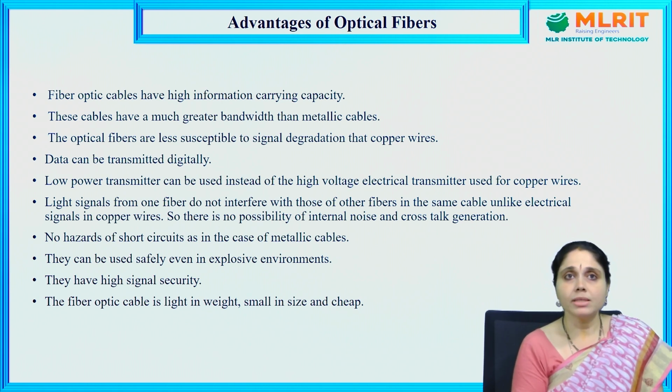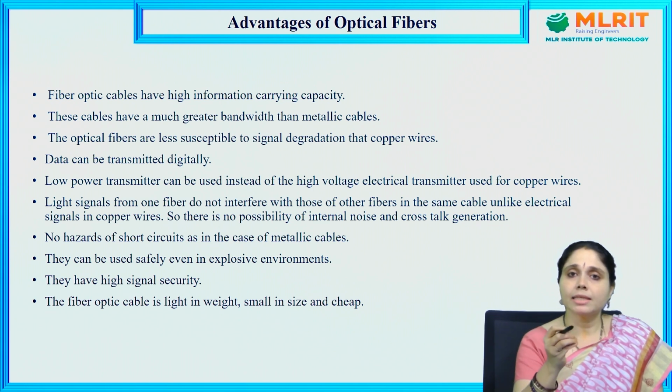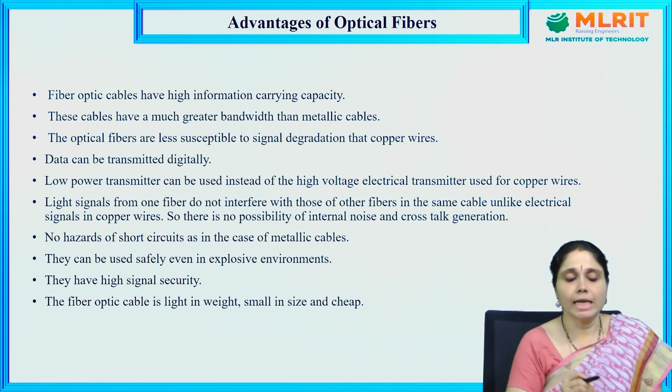Optical fibers are less susceptible to signal degradation than copper wires. Signal degradation means that whenever the signal goes from one end of the cable to the other end, the signal needs to go without interruption. If it is interrupted, that is known as signal degradation. Data can be transmitted digitally. A lower power transmitter can be used instead of the high voltage electrical transmitter used for copper wires.